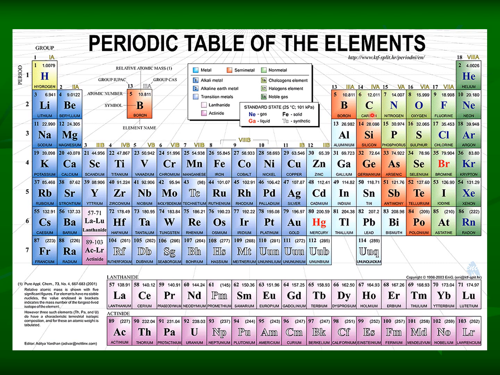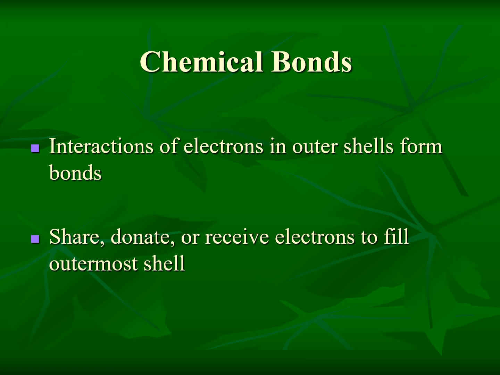If you're looking at carbon, you're only dealing with the electrons in the outermost shell because those are the ones that are involved with chemical reactions. You're not worried about the inner orbits. So to form chemical bonds between various atoms, what you're looking at is the interaction of those electrons just in that outermost shell. Those interactions are going to form the bonds.